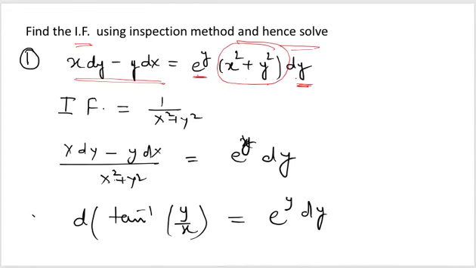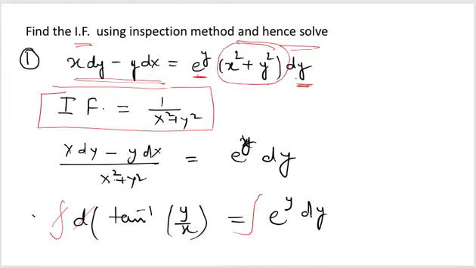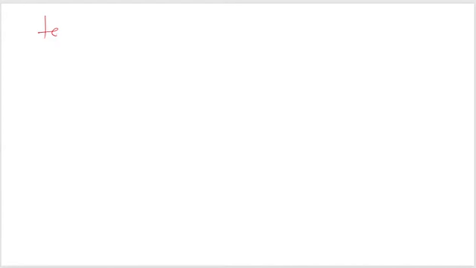So step 1 is to spot the integrating factor, second is you just multiply, third is write it down in terms of d, and the fourth step is just integrate on both sides. So when you integrate on both sides, what do we get? We get this integration, the d will go away, and we are left with only tan inverse.